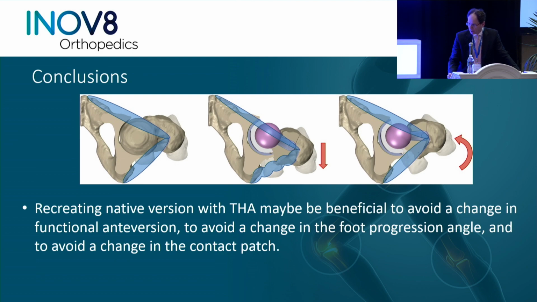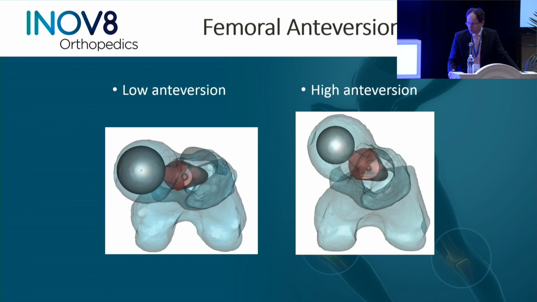So recreating native version with total hip replacement may be beneficial to avoid change in functional anteversion, to avoid change in foot progression angle, and to avoid the change in the contact patch after total hip replacement. So we currently use a neck-preserving implant, which we do believe has a better chance of recreating the proper anteversion.